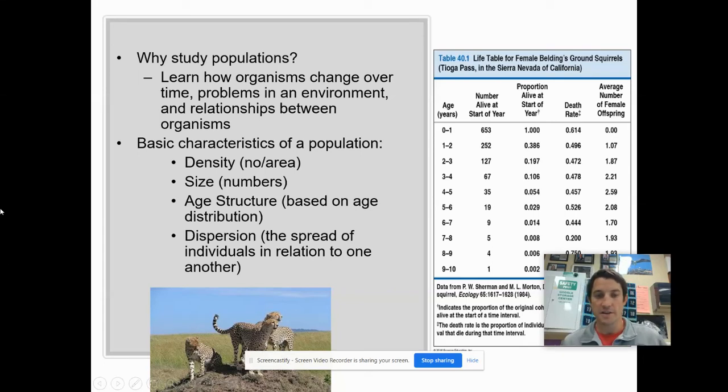Hey folks, just gonna sit here and talk to you about some population stuff today. Talking about ecology, we looked at how organisms interact with one another through food webs and food chains and stuff like that. Today we get to talk about populations.